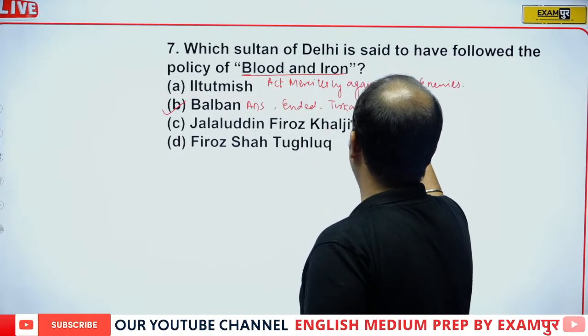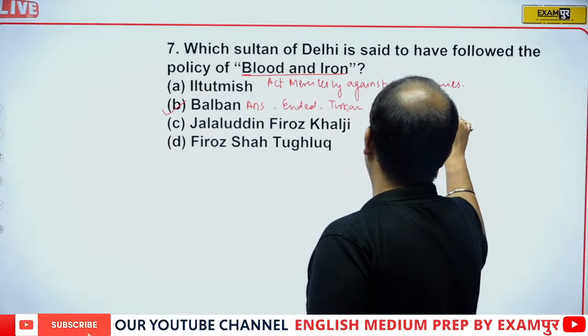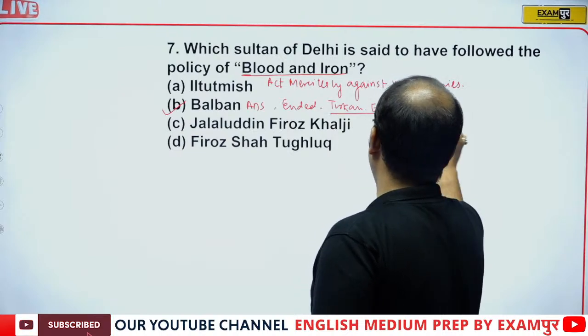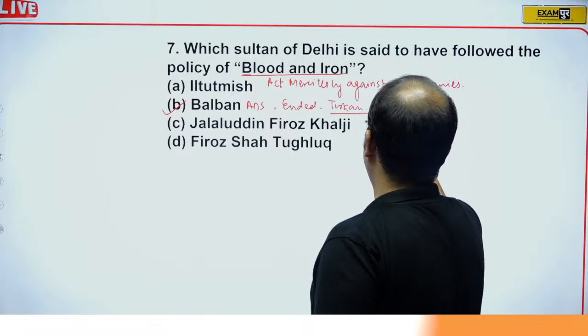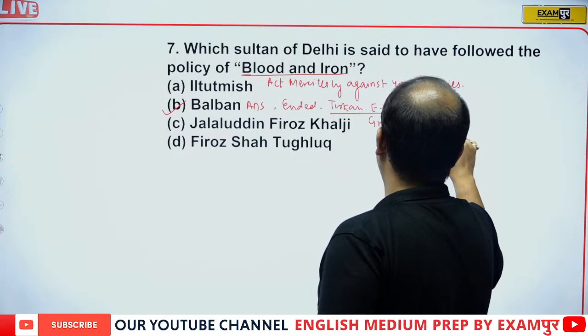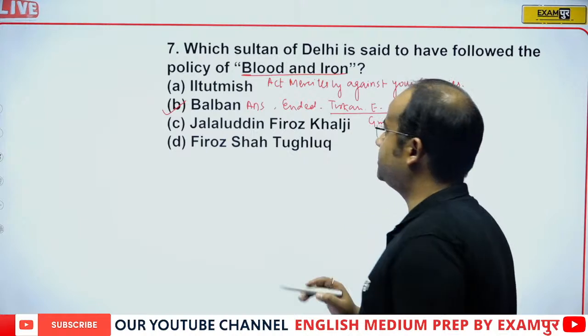the Turkane Chehalgani. That was the group of 40 nobles, and they were given high administrative rank.